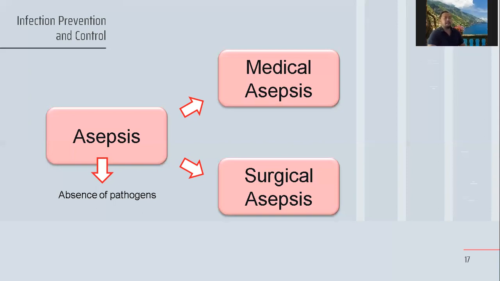But first, what is medical aseptic technique? This usually breaks the chain of infection. This is used in all types of patients, even if infection is not present. So this is your standard precaution. This is your hand washing, barrier techniques, and environmental cleaning.